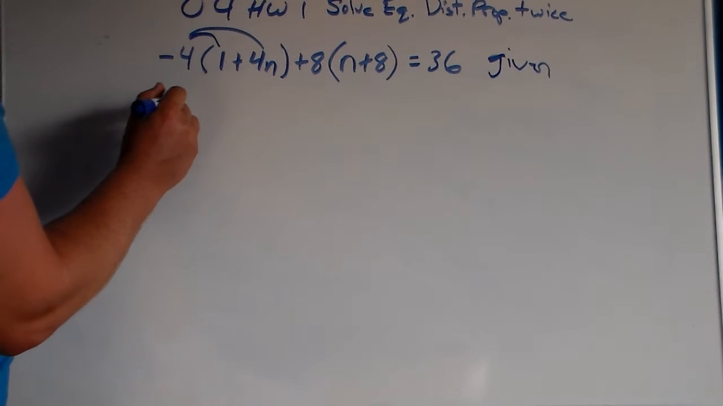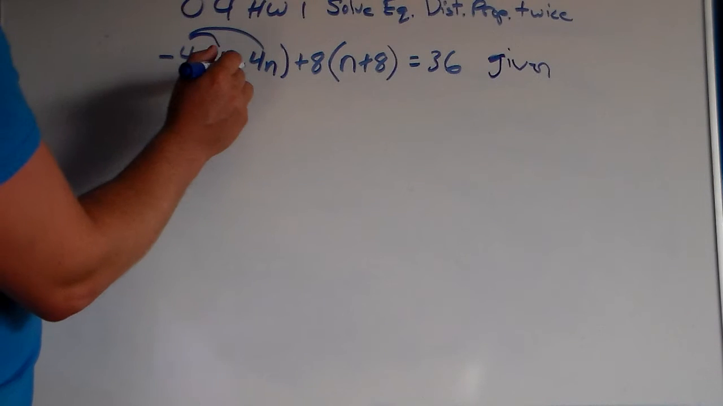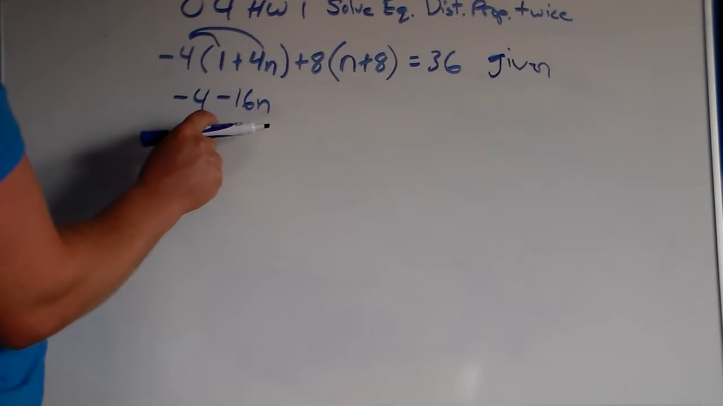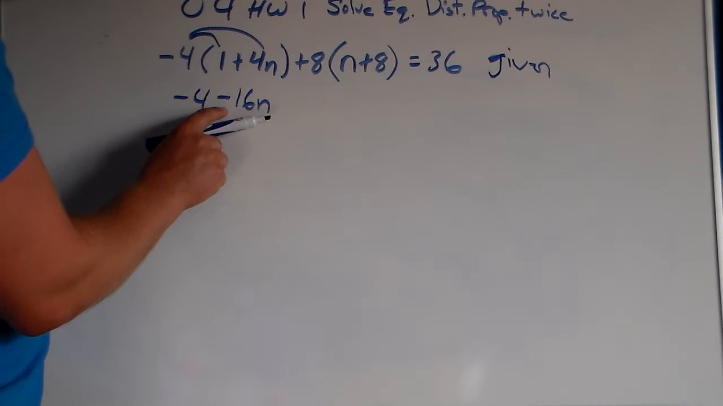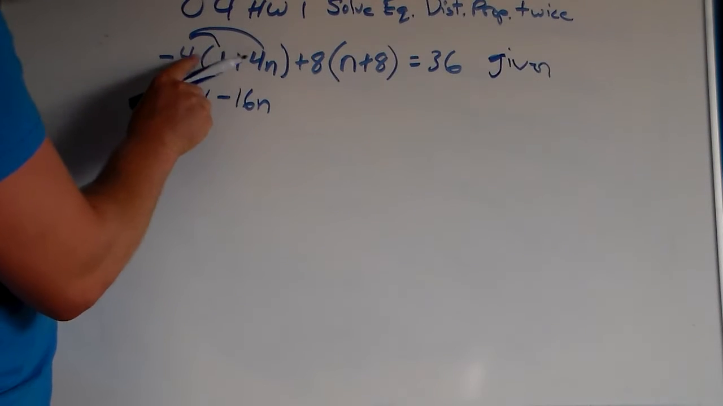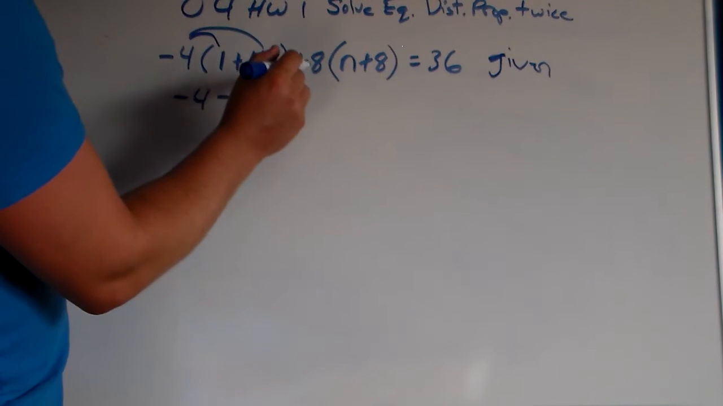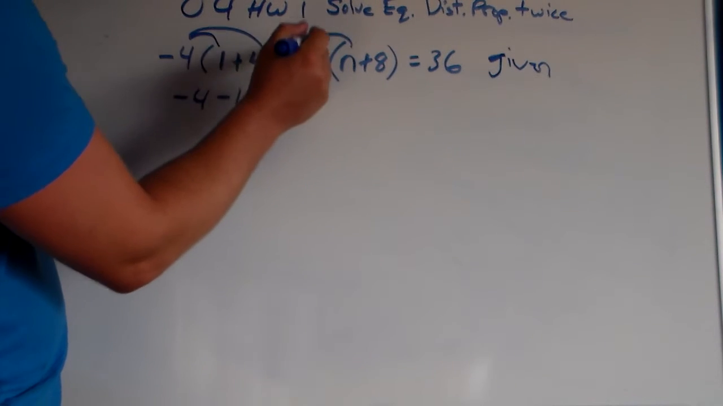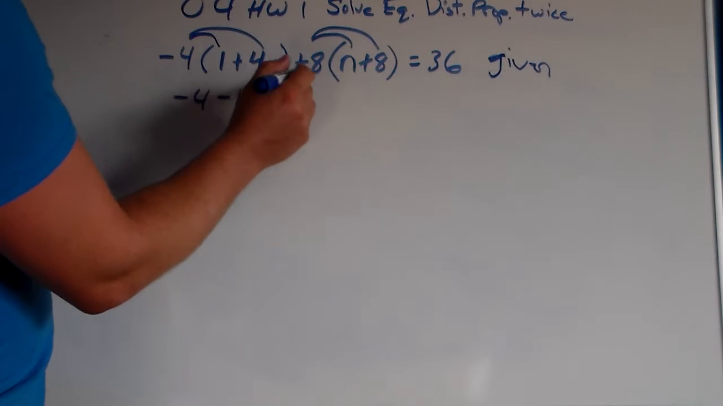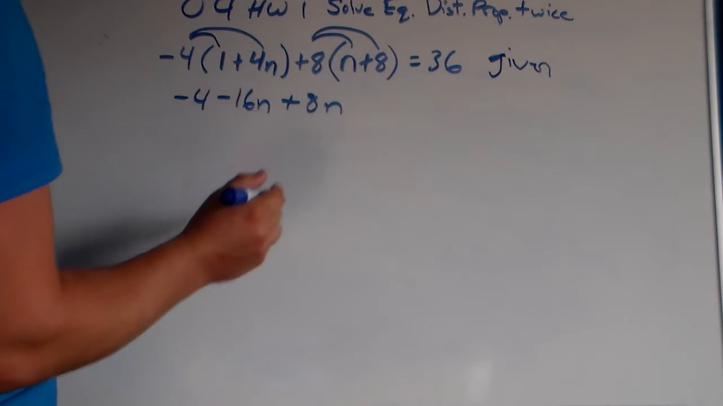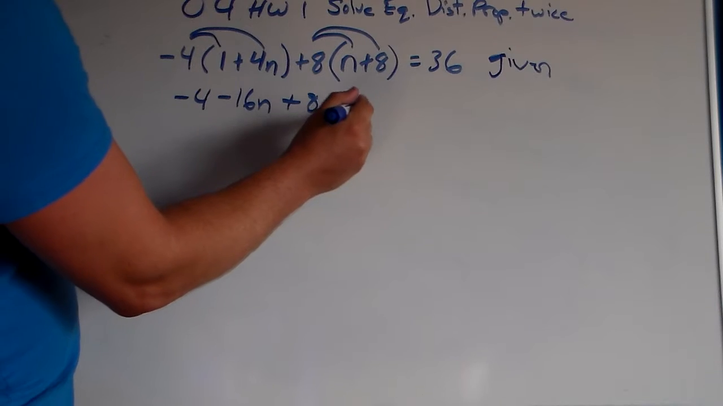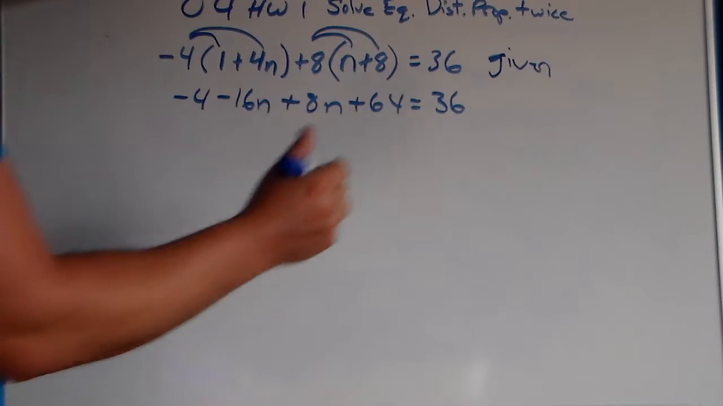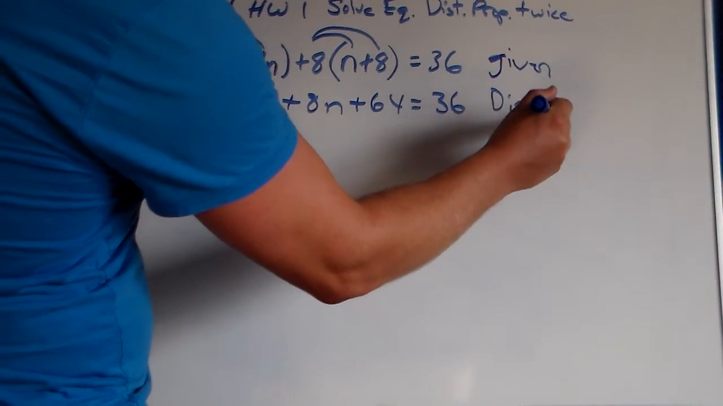So -4 times 1 gets us -4. -4 times positive 4 is -16, and since that's a 4n, you have to bring down the n with it. So it'll be -4 - 16n after that part of the distributive property. We also have to distribute this positive 8 both to the n and the 8. So 8 times n is positive 8n, and then 8 times 8 is positive 64. Then we carry down the equals 36. And this was the distributive property.